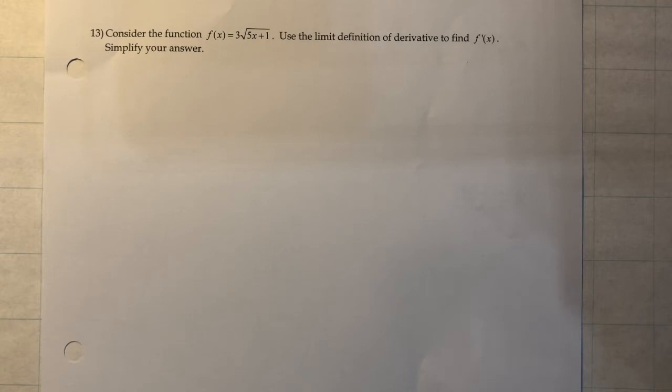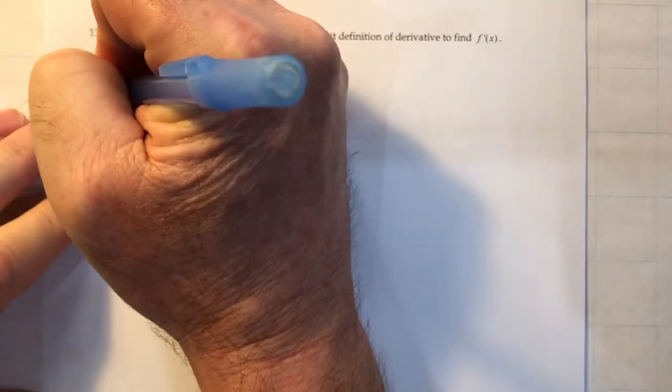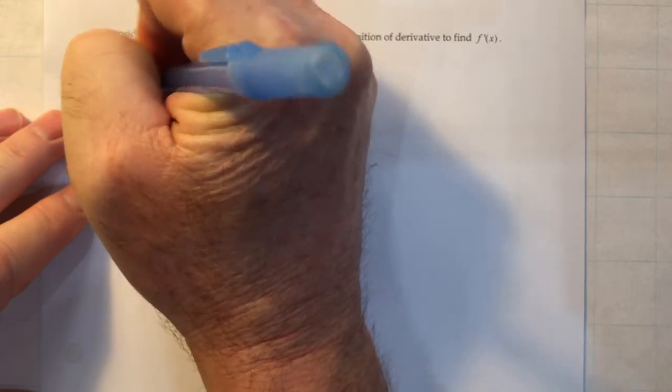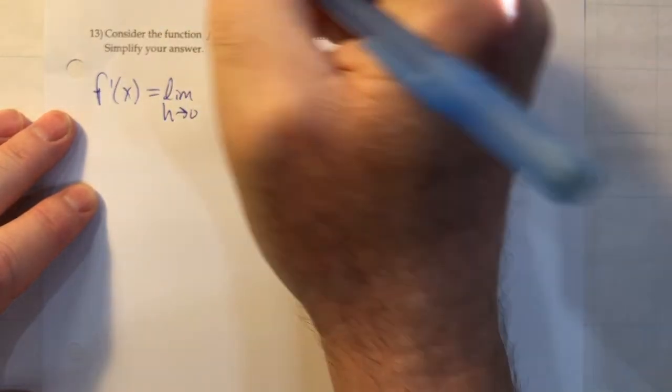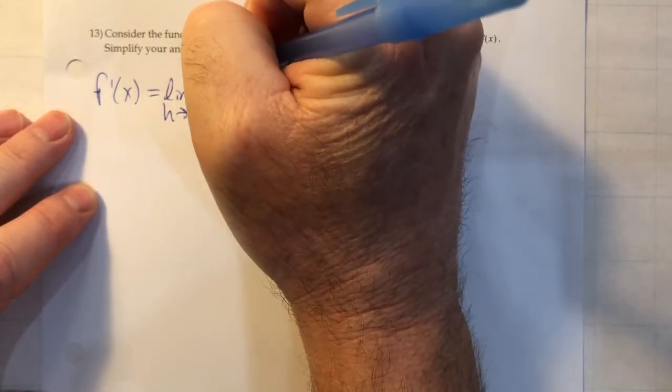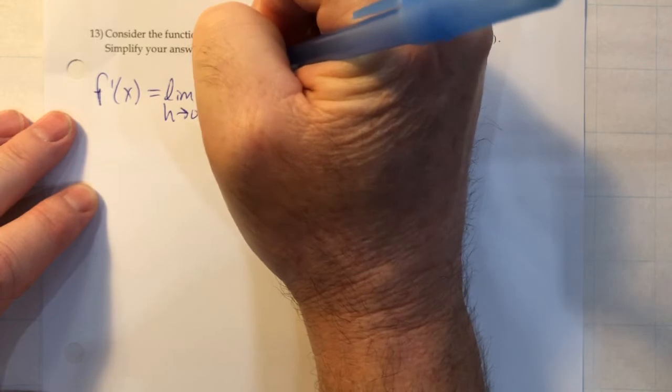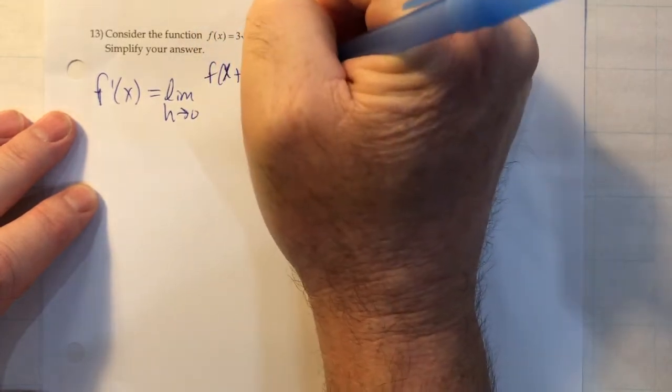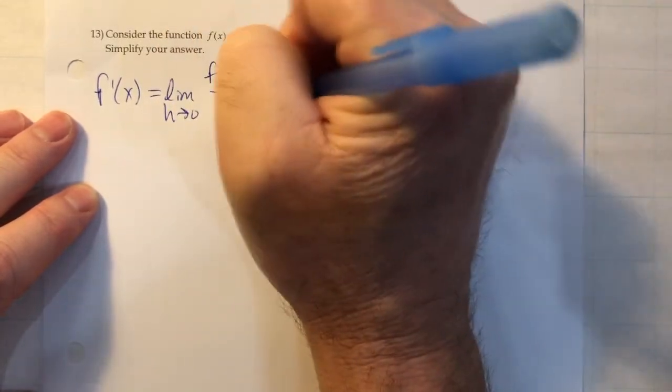All right, moving on to 13. Consider the function f of x equals 3 times the square root of 5x plus 1. Use the limit definition of derivative to find f prime of x, and then simplify our answer. So we'll start off by writing that limit definition down. f prime of x equals the limit as h goes to 0 of f of x plus h minus f of x all over h.